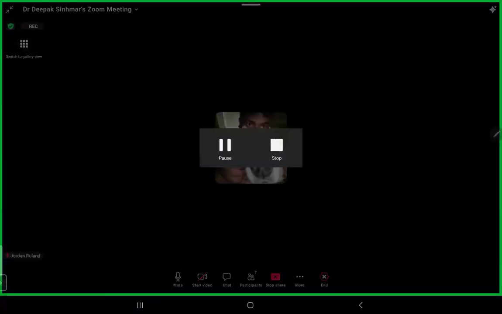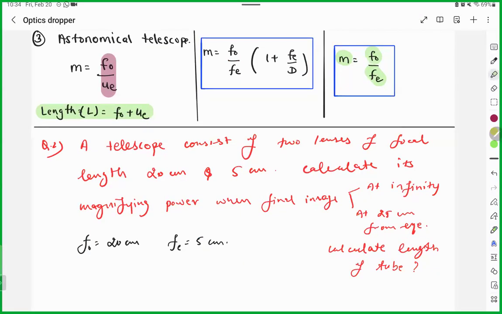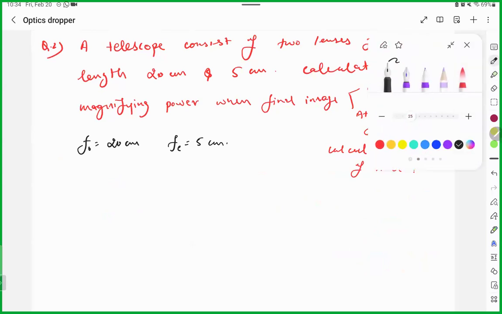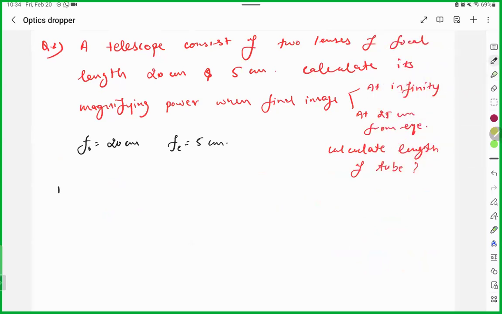You finish this topic. So, you know, when you solve this question, you can calculate magnification at infinity. It is pretty easy. Magnification is 4, sir, at infinity.